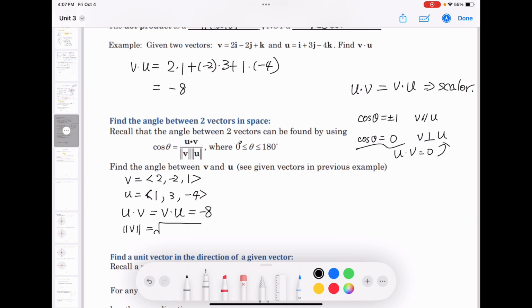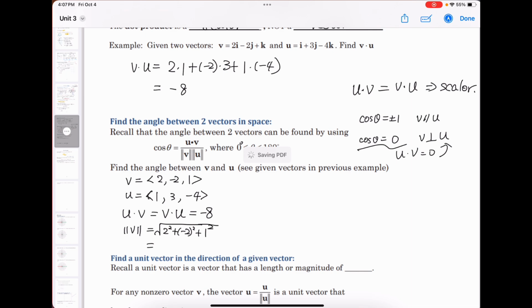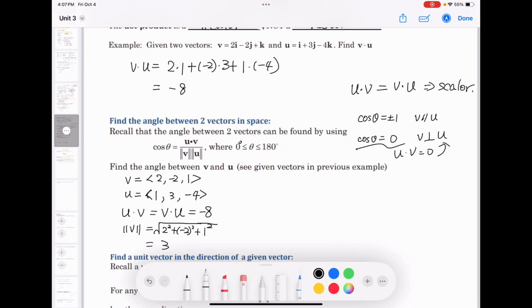So the next step is to find the magnitude of v. Magnitude of v is the square root of 2 squared plus -2 squared plus 1 squared. It is the square root of 9, which is 3. What is the magnitude of u? Magnitude of u is equal to the square root of 1 squared plus 3 squared plus -4 squared. 1 plus 9 is 10, 10 plus 16 is 26, so the square root of 26. Okay, this one I cannot simplify, so we keep this solution.